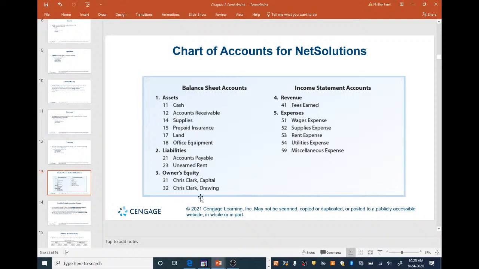So those are liabilities. Owner's equity, once again, is the money being put in by Chris Clark: he put in that $25,000, and the drawing is the $2,000 that he pulled out. So that's what plays into effect with these right here.